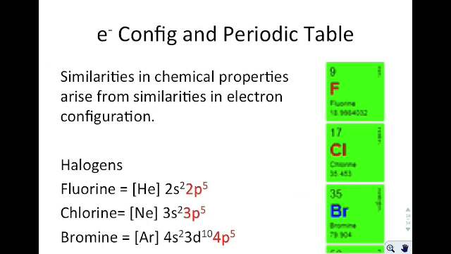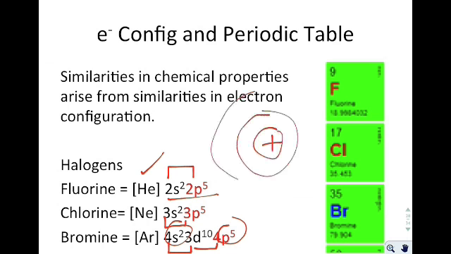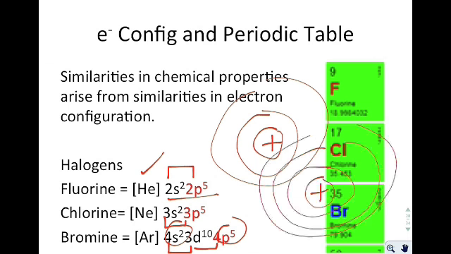If you were to look at all the halogens, all of the halogens have a noble gas core, then s2p5. Now the numbers change, whether it's 2s2, 2p5, 3s2, 3p5, 4s2, 3d10, 4p5, but they all have this s2 and p5. So this explains why they react the same way, because they have basically the same valence structure. Yes, one has it in the second shell and one has it in the third, but they are the same electron configuration, so they react the same way.